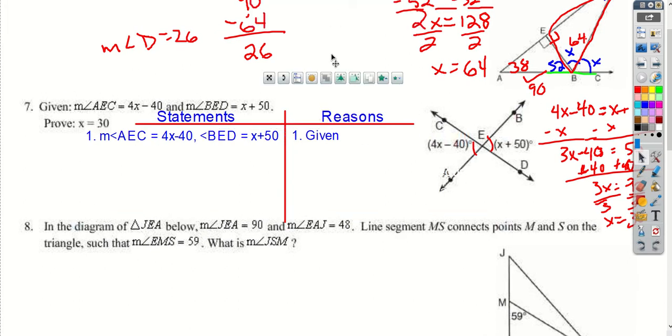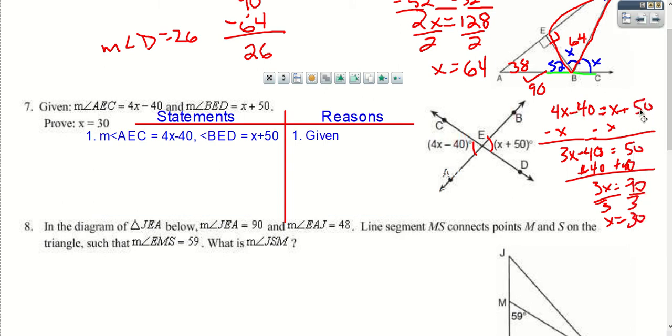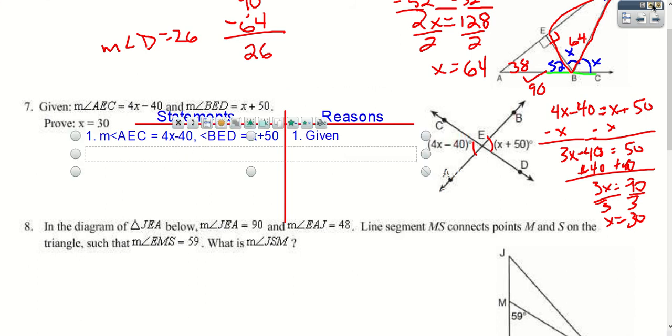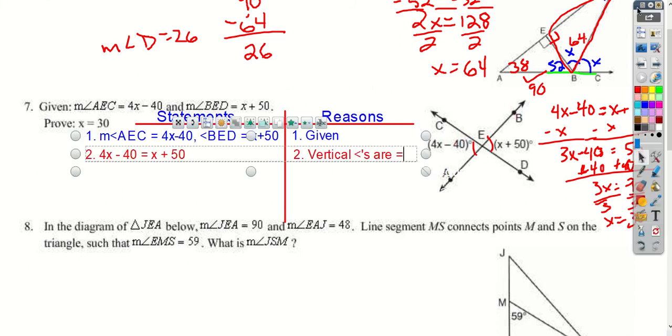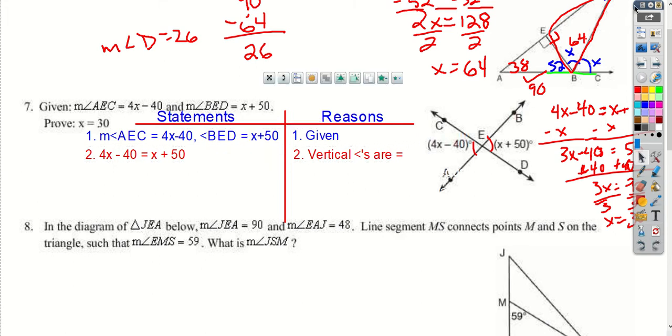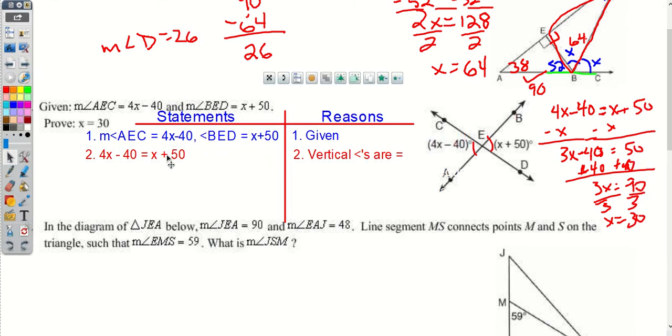Okay. So we got the statements and reasons. We got the givens. Okay. So remember, we were able to create this first equation here, 4x minus 40 equals x plus 50, because we said these are vertical angles. So we're going to go ahead and do vertical angles are equal here, okay? As our statement is the equation, and then the reason, all right? And then we got to the next equation, which is 3x minus 40 equals 50.